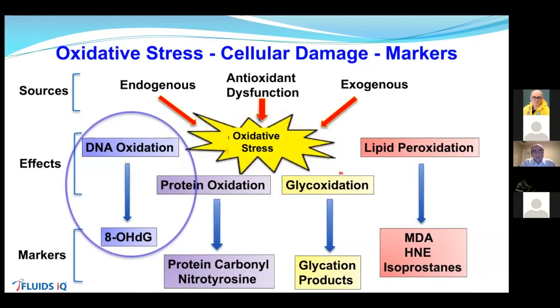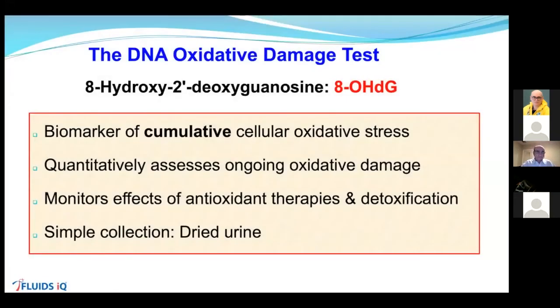And so we are looking at DNA oxidation, which is really the classic way of looking at what happens when a cell is damaged and is going through oxidative stress. And we know that 8-OHdG, which is what we're going to call it, is a biomarker of cumulative cellular oxidative stress. It's not an acute marker, because an acute marker can change minute by minute. That's not what you're looking for.